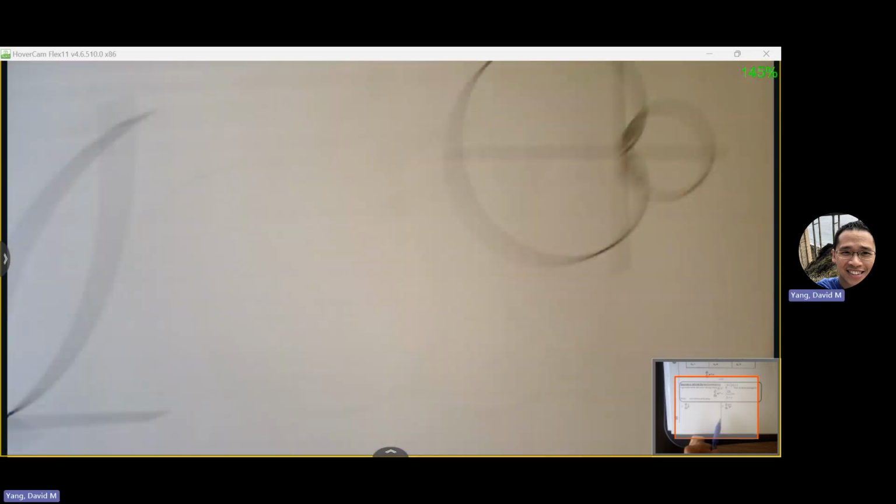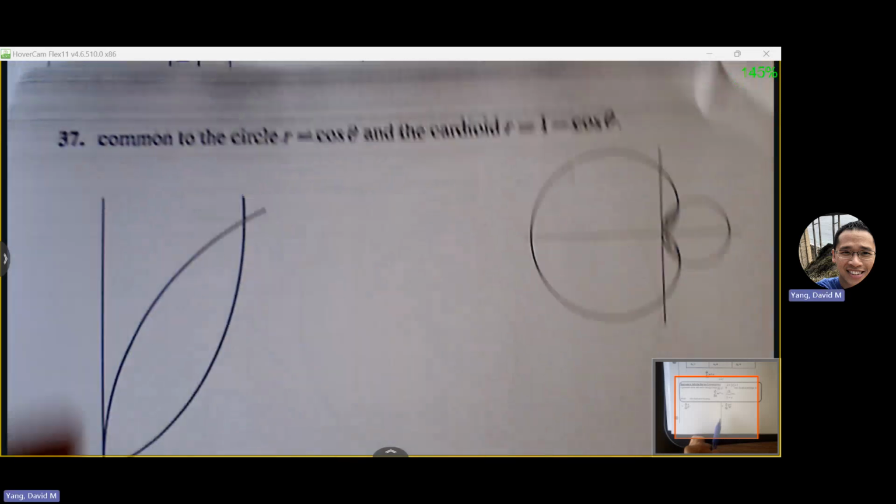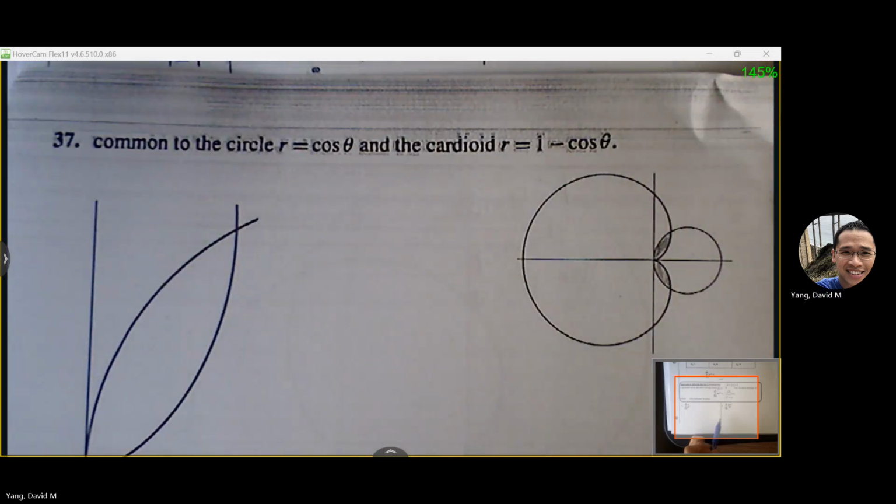So what I did with 37 is, well, we have the cardioid. That's the 1 minus cosine theta. We have r equals cosine theta. We want something that's common to both the regions. So it's just these petal looking regions. But I just focused on, okay, if I can just get the area of this petal region, then I basically can just double it for my area. So I created a zoomed in version of just that one petal to see if we can find the area there.